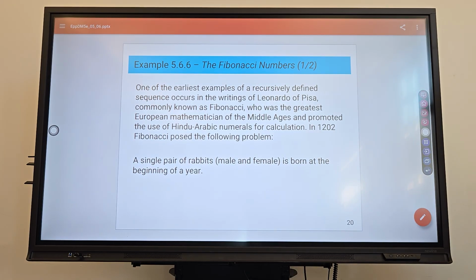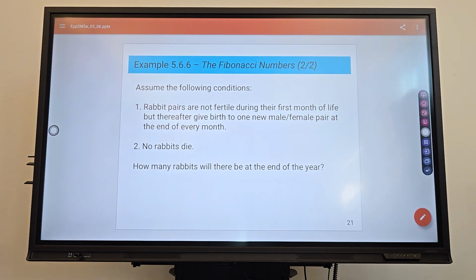A single pair of rabbits, male and female, is born at the beginning of a year. Assume the following conditions. Rabbit pairs are not fertile during their first month of life, but thereafter give birth to one new male-female pair at the end of every month, and no rabbits die. How many rabbits will there be at the end of the year?